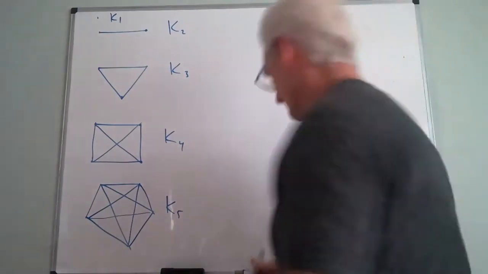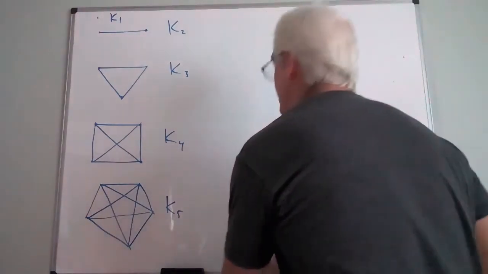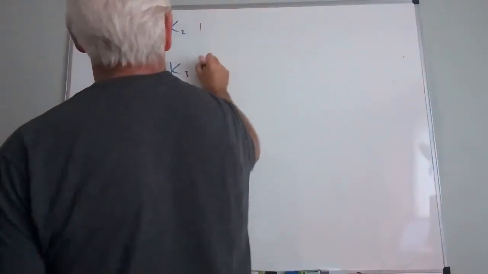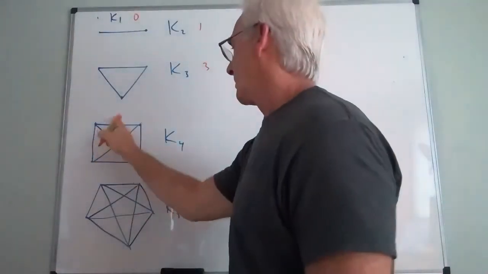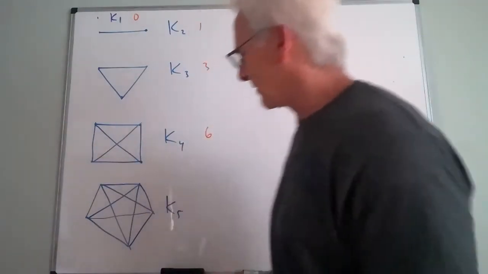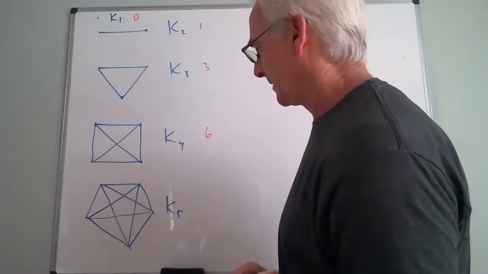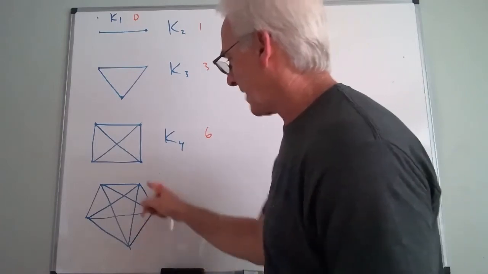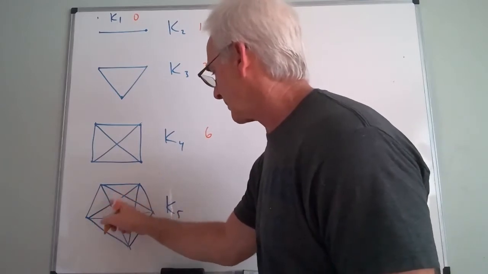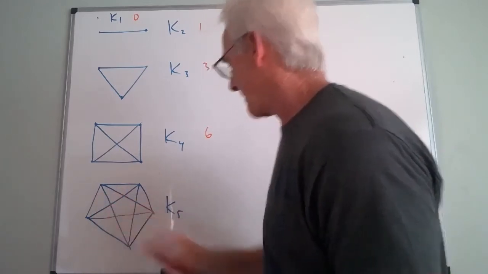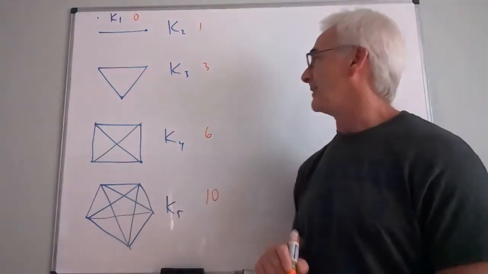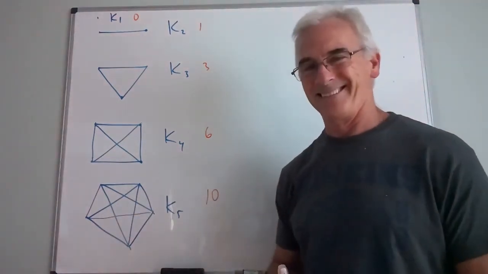Let's write the number of edges in each case. In this case, there was 0. In this case, there was 1. In this case, there was 3. Now, 1, 2, 3, 4, 5, 6. How about here? This is a little bit harder to see. How many edges do I have here? Well, I have the outer ones. That's 5. And then 1, 2, 3, 4, 5. I think that's 5. So I got 10 there. Is there a pattern here?